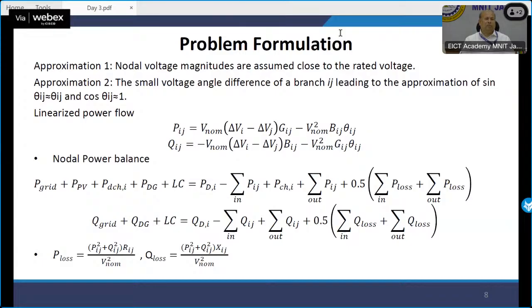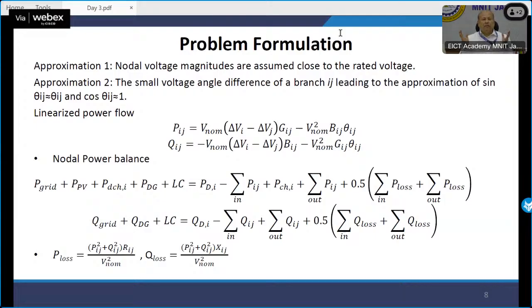This is slightly important. I will teach you how it is. At any node, you have grid power, PV power, battery discharge power, and distributed generation, that is diesel generator power, and the summation of all these resources is equal to the loads plus losses plus injected power and charging cycles.